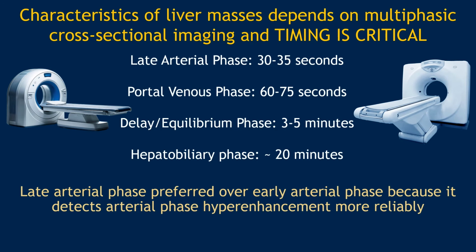In order to characterize a liver mass, it's very critical that we have appropriate multiphasic cross-sectional imaging and timing of imaging acquisition. So there's multiple phases that we hear about when we talk about CT or MR imaging, which includes late arterial phase, portal venous phase, delayed or equilibrium phase, and finally the hepatobiliary phase of imaging. For liver imaging, the critical phases are the late arterial and portal venous phase.